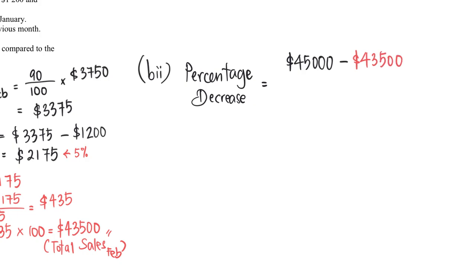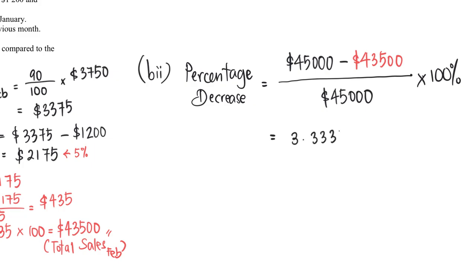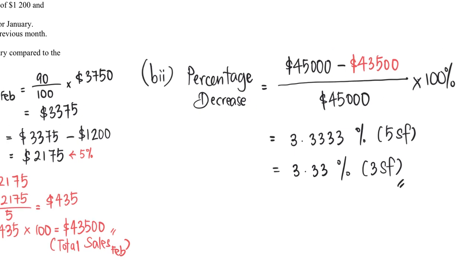43,000. So that will represent the decrease over the original, times 100%. And this will give me a value of 3.3333, which to 3 significant figures is the answer. And that will be the percentage decrease for this question.